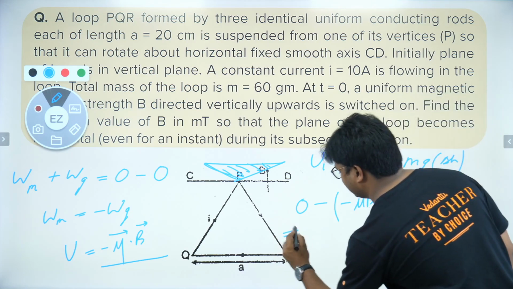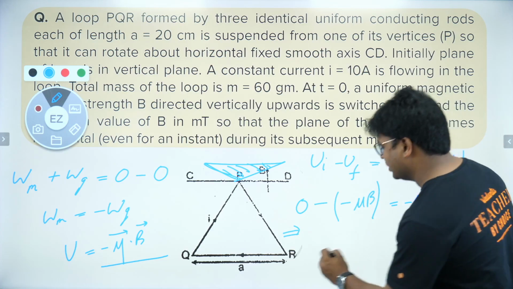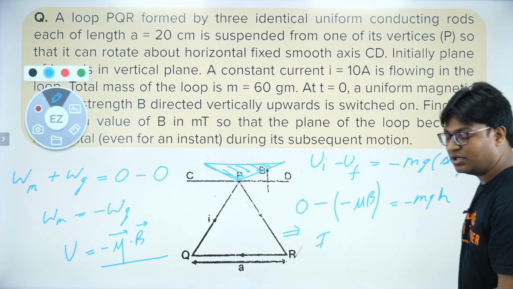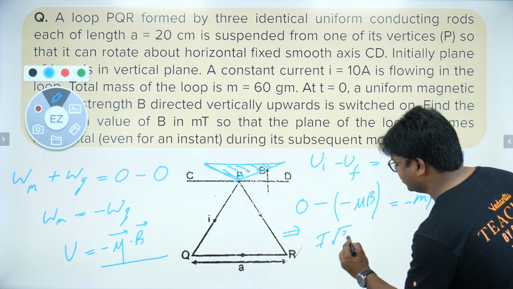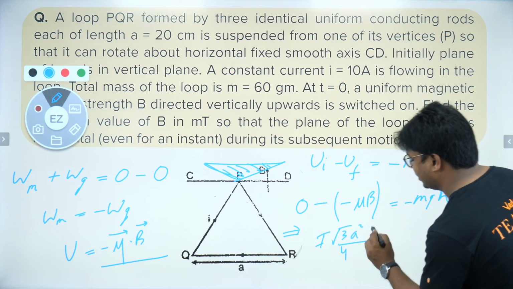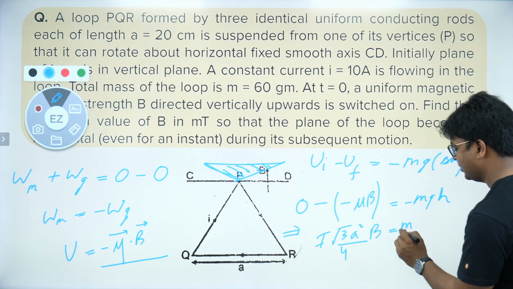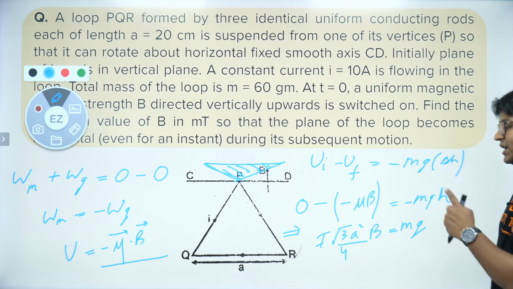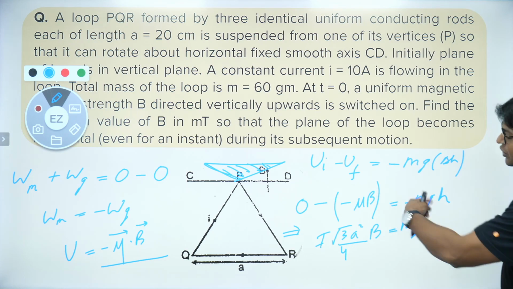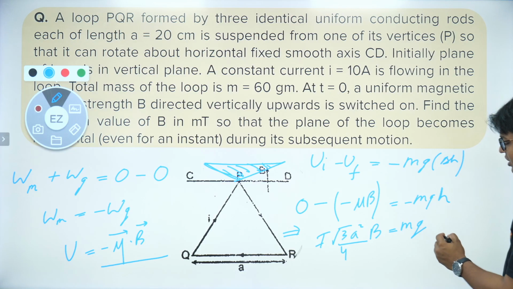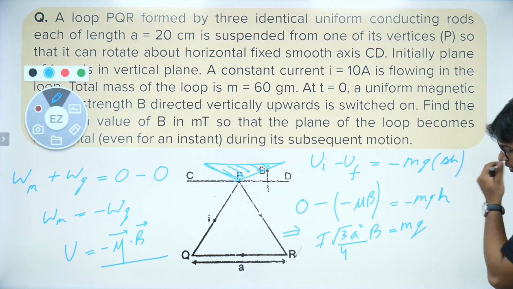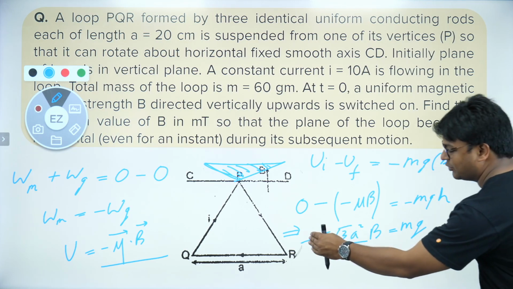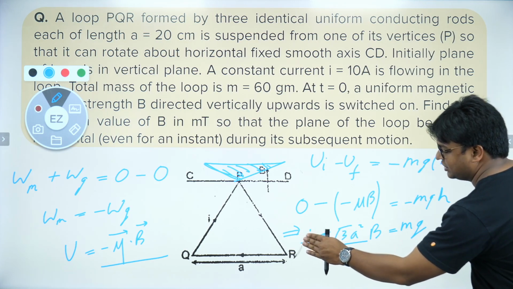Now what we have to write is mu. Mu is current into area. How do we write the area of an equilateral triangle? It's root 3 a square by 4, into B, equals m g and h. Actually we have to write delta h, so the height has increased. Now I'm not paying attention to the signs anymore. U initial was 0 and U final was actually negative, and delta h will also be negative, hence I'm not paying attention to the sign. So I'll just erase this.